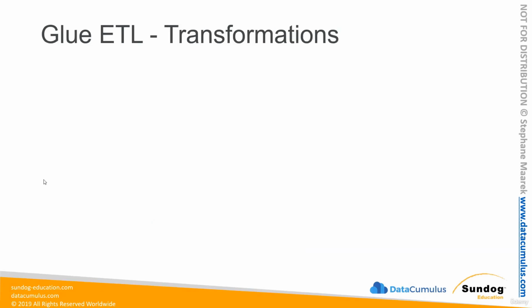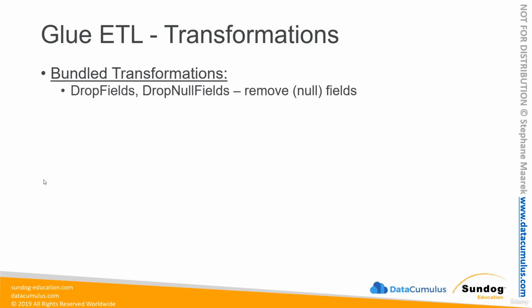Let's talk a little bit more about the transformations you can do with Glue ETL. There are certain bundled transformations that come with it out of the box. That includes drop fields or drop null fields. So if you just want to remove empty data, which is a very common operation in pre-processing, it can do that for you with just a couple of clicks. So it can automatically drop fields or drop null fields to remove empty data from your incoming data for you.